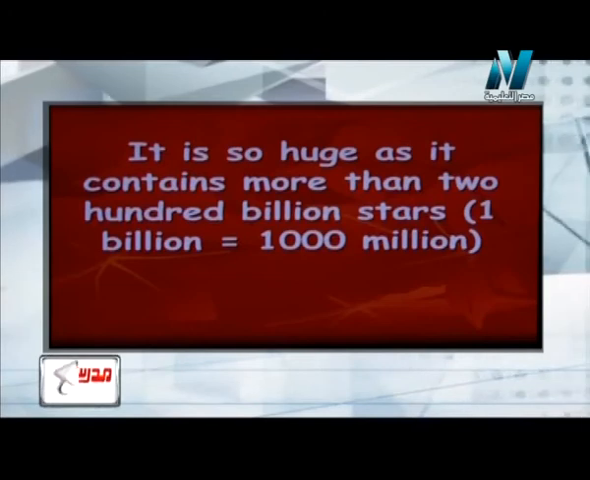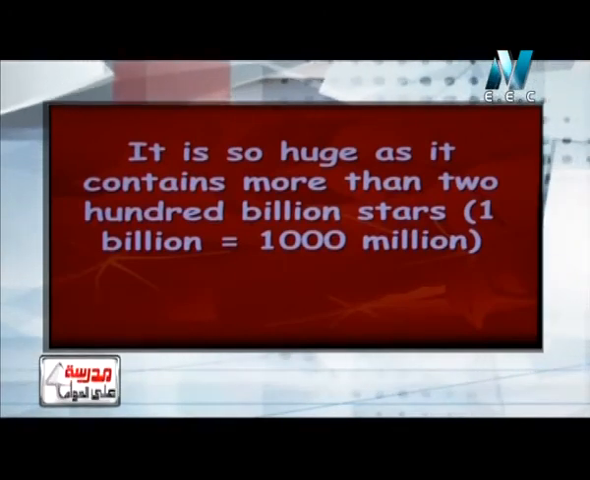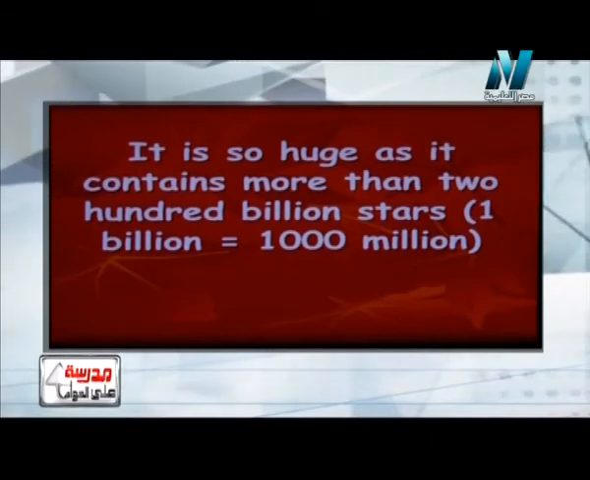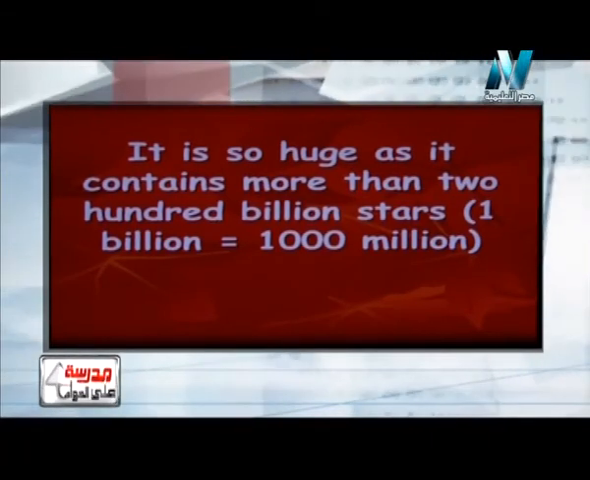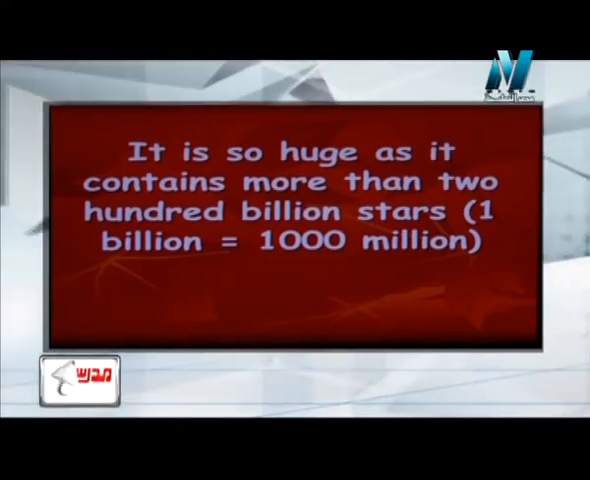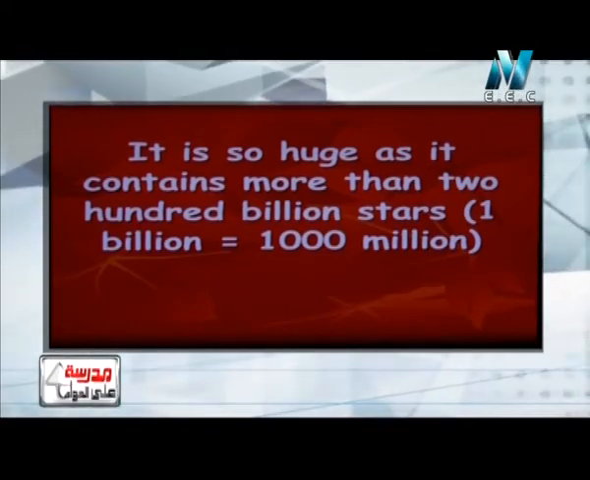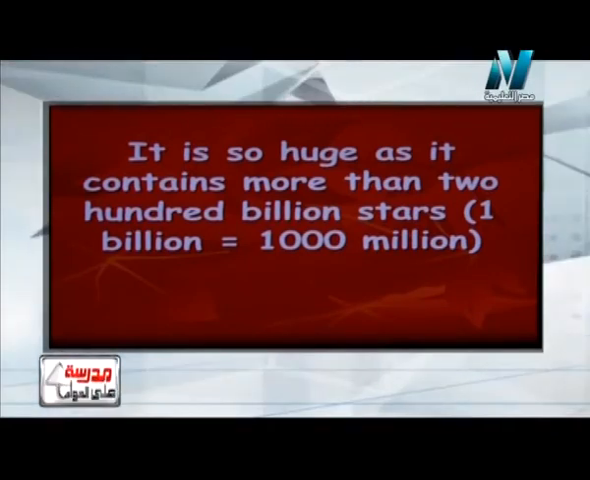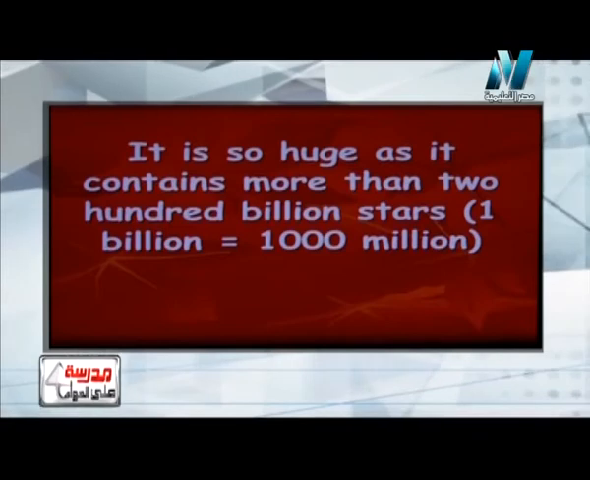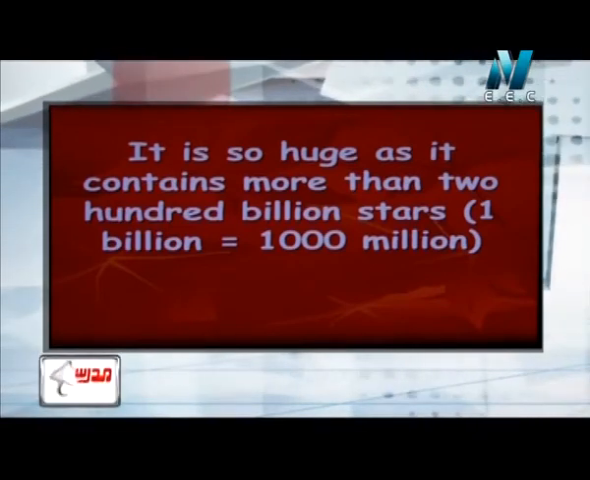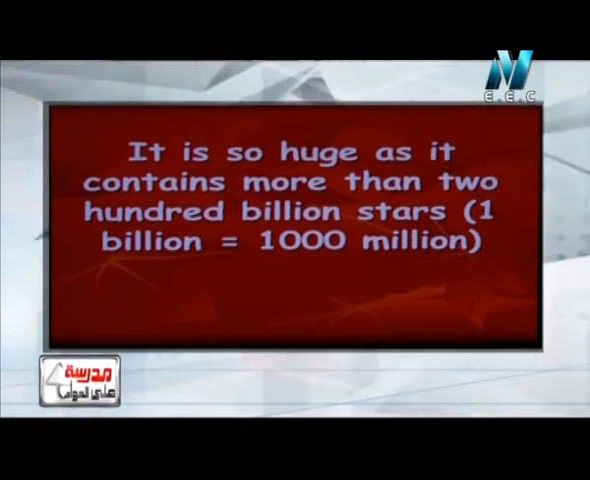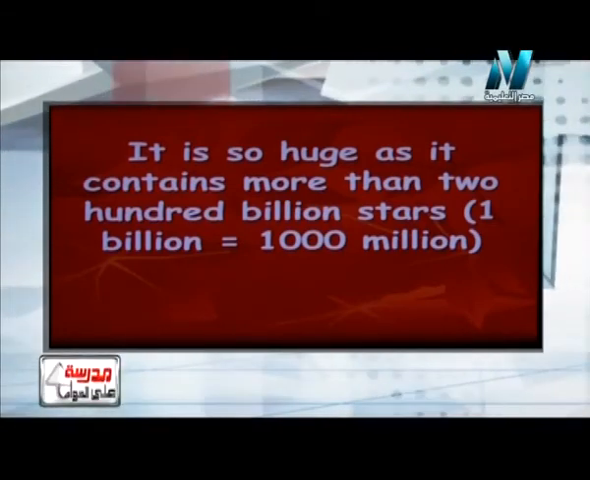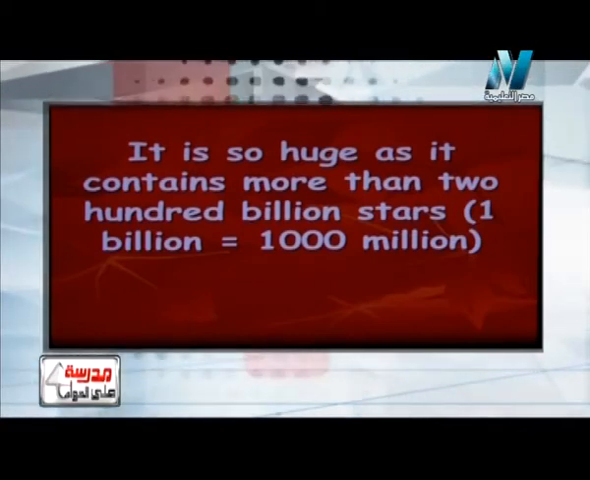And also it's so huge. It contains more than 200 billion stars. تحتوي على أكثر من 200 بليون ستار. وعارفين إن كلمة billion equal 1000 million يعني مليار تقريبا أو 1000 مليون. So it contains a huge number of stars, more than 200 billion stars. Okay, so it's huge as it contains more than 200 billion stars.